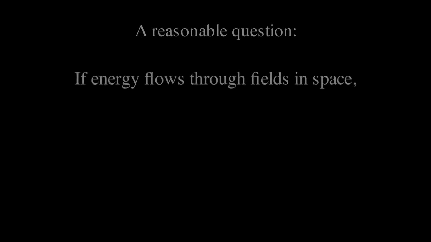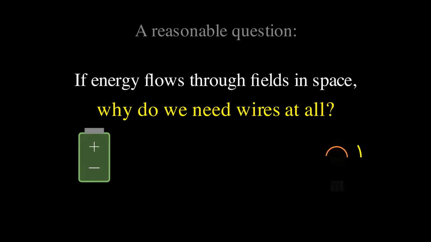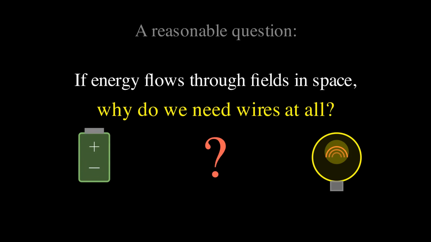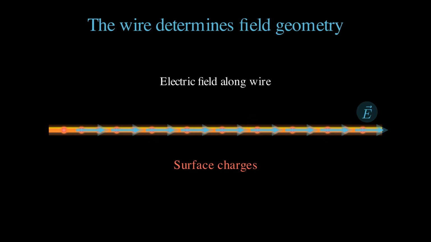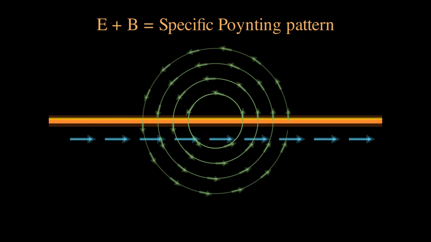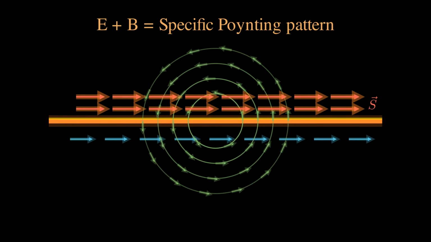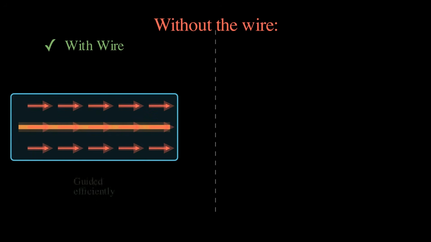At this point, a reasonable question comes up. If energy flows through fields in space, why do we need wires at all? Why doesn't energy just travel through the air from a battery to a light bulb? The reason is that the wire determines the geometry of the fields. Charges accumulate on the surface of the conductor. Those surface charges create the electric field that points along the wire. That electric field, together with the magnetic field from the current, sets up a very specific Poynting vector pattern that guides energy from source to load.